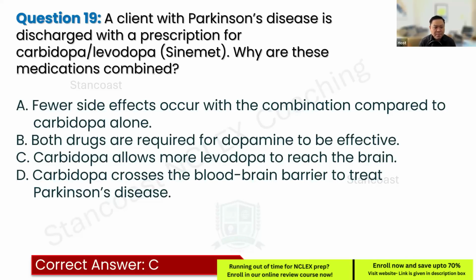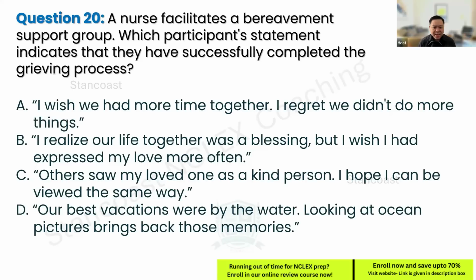Number 20, a nurse facilitates a bereavement support group. Which participant's statement indicates that they have successfully completed the grieving process? A, I wish we had more time together. I regret we didn't do more things. B, I realize our life together was a blessing, but I wish I had expressed my love more often.